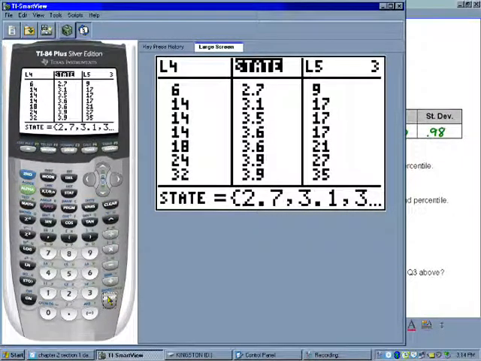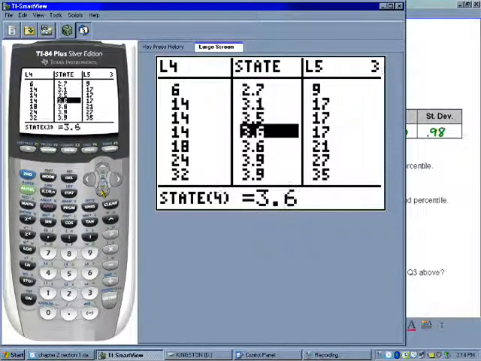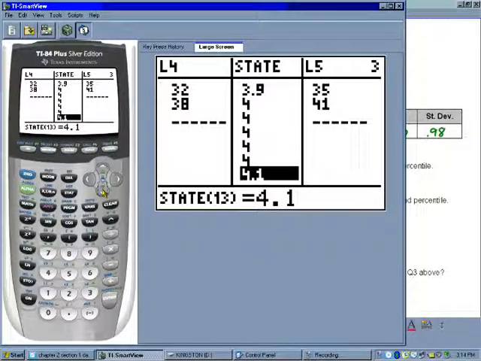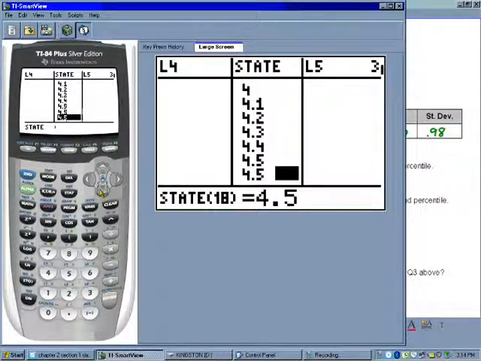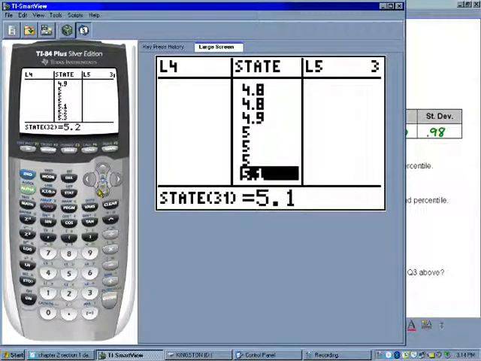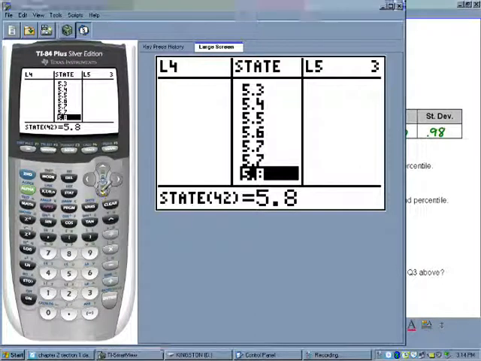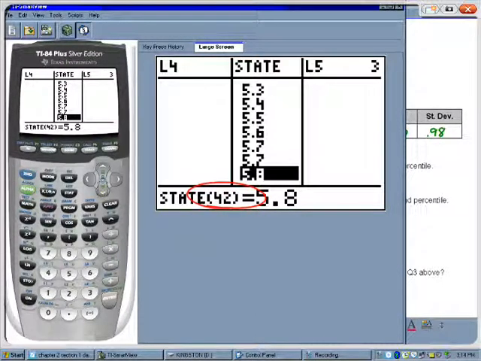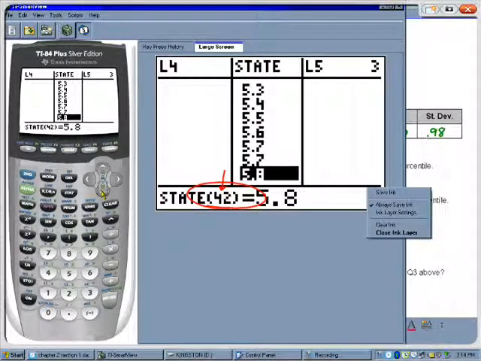I now need to find Illinois, which was 5.8. So I'm going to arrow down until I get to 5.8 and see what position this is sitting in. It appears that 5.8 is in position number 42. I see that position right here in the parentheses. That's the number I need to carry back to my worksheet.